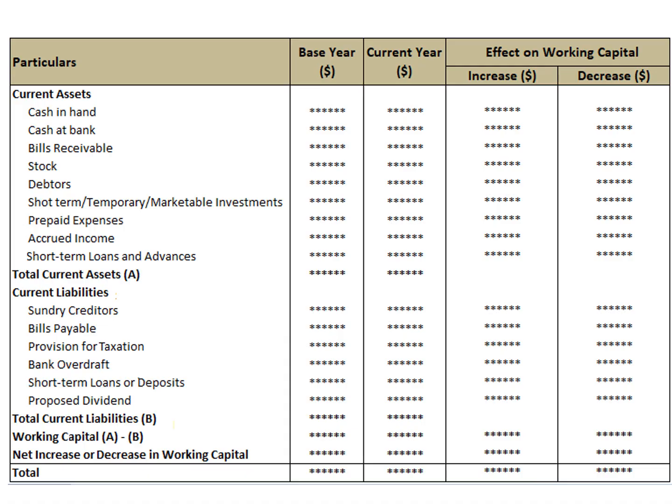We must know what current assets are. That is cash in hand, cash at bank, bills receivable, stock, debtors, short-term temporary marketable investments, prepaid expenses, accrued income, short-term loans and advances. These are the current assets. That means they are easily converted into cash within 1 year. Current liabilities are sundry creditors, bills payable, provision for taxation, bank overdraft, short-term loans or deposits, proposed dividends. So the difference between current assets and current liabilities is called working capital.